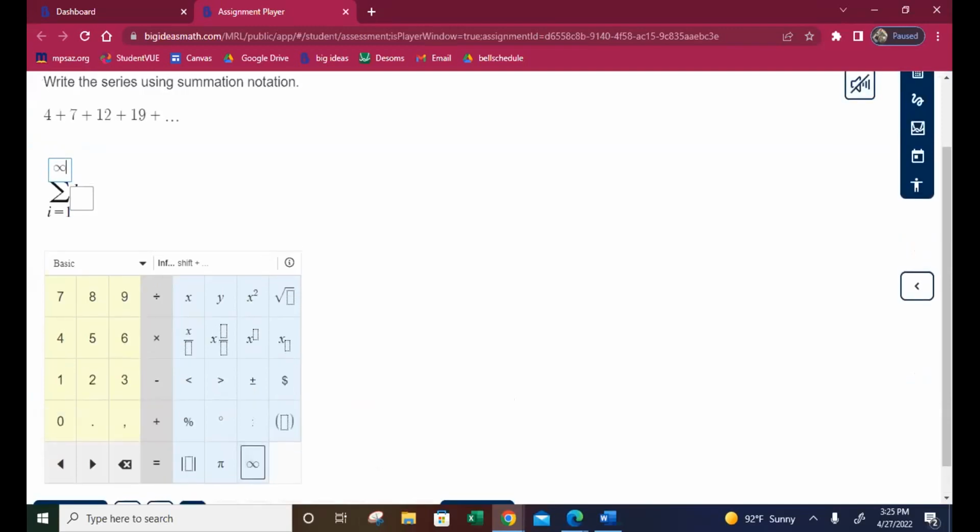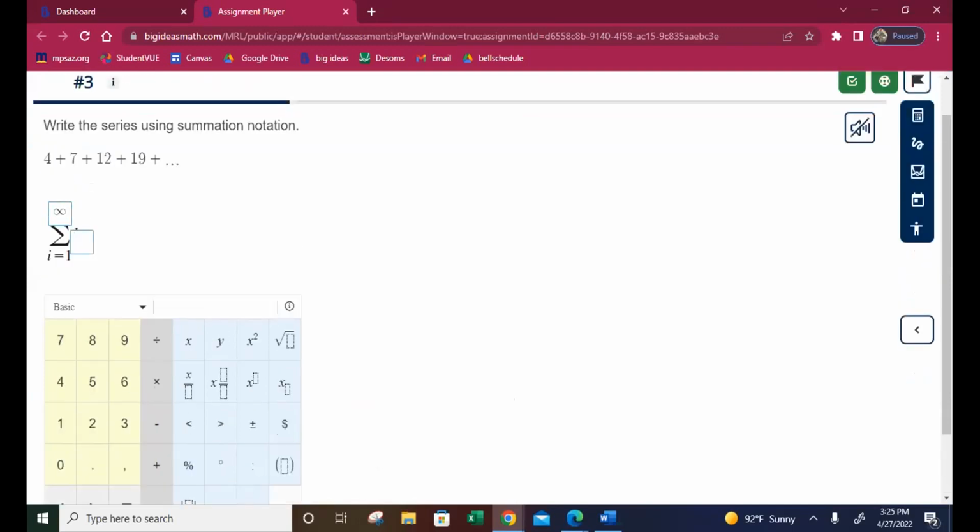Okay. And then what goes in that middle box is, again, if it's an arithmetic sequence. Now, is it going up by the same amount each time? No, it's not. So that means it's a slightly more complicated problem. So let me go ahead and grab this from you.